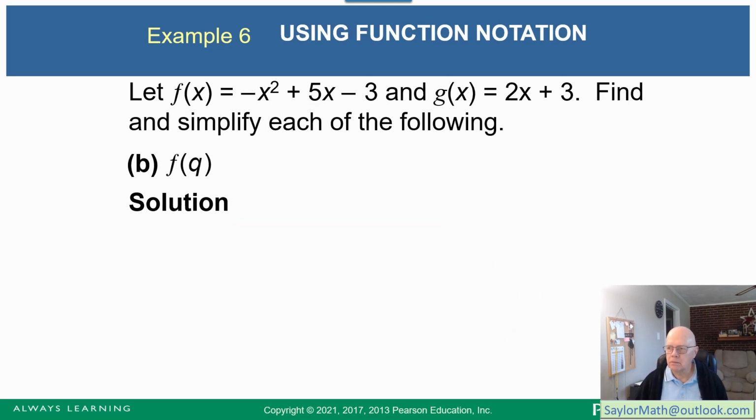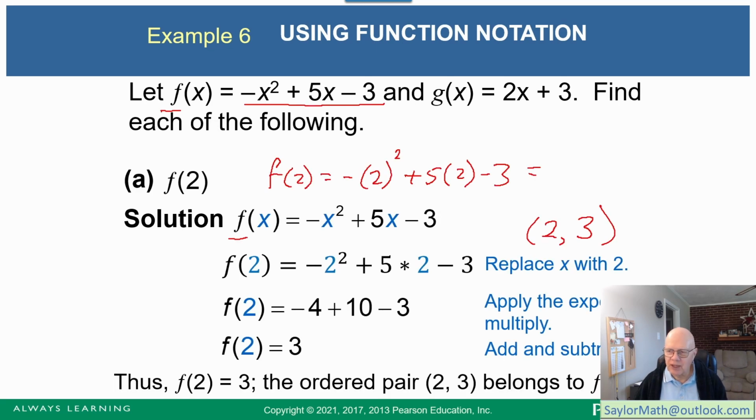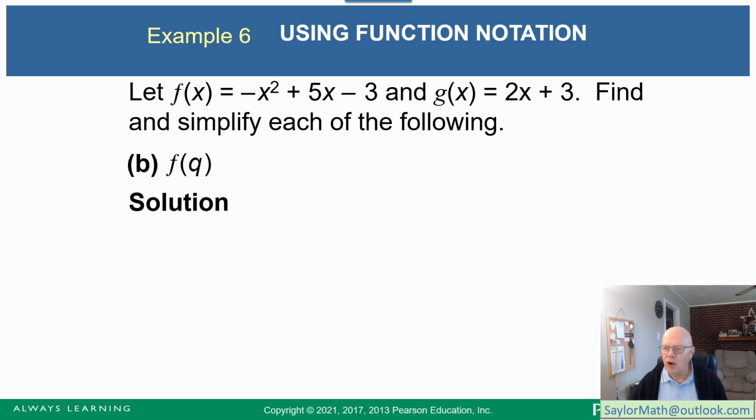How about f of q? Okay, this is a bit of a curveball, but if you go back here and look at what we did, we took this number and put in the function everywhere we saw an x. So we're going to just do that. So our f of x is minus x squared plus 5x minus 3.